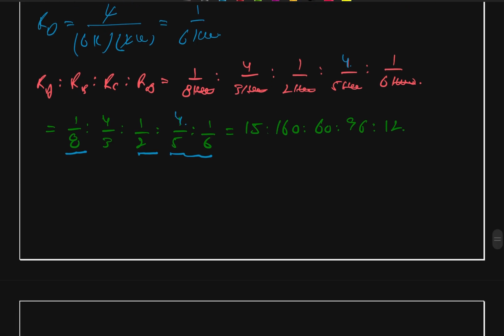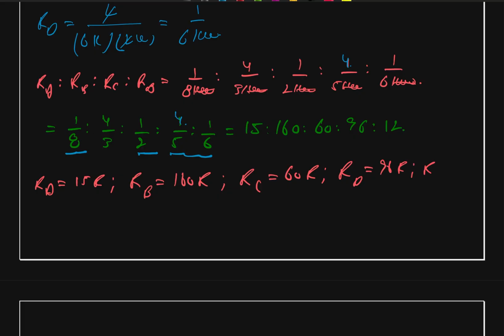So in terms of a common ratio, we can write that our RA is equal to 15R, RB is equal to 160R, RC is equal to 60R, and RD is equal to 96R, and RE will be equal to 12R.